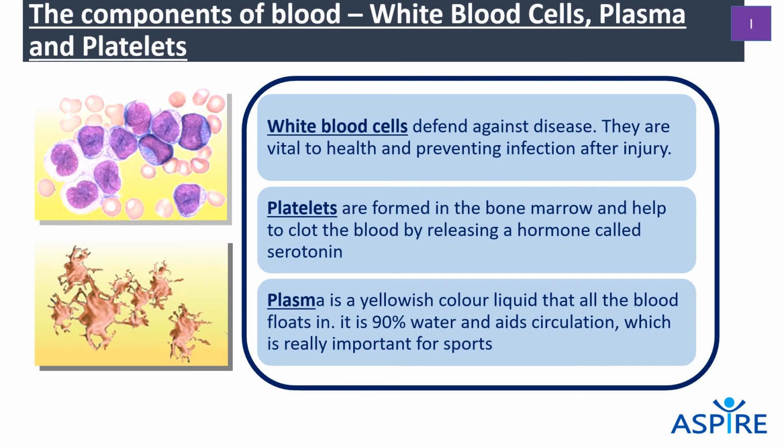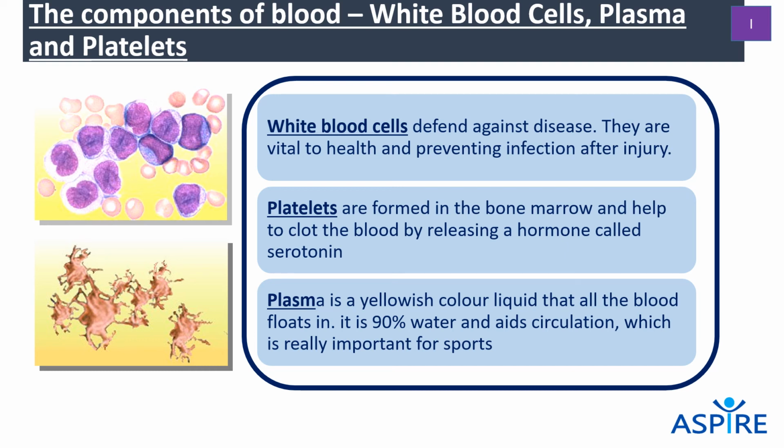Now plasma is what makes up the majority of our blood. So it's a yellowish color liquid that all blood floats in, and it's 90% water, and it helps in the circulation. So plasma really is the river that all the white blood cells, the platelets, the red blood cells flow in. So it's important that we have healthy plasma.